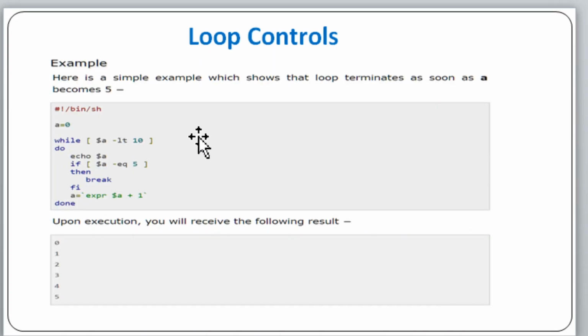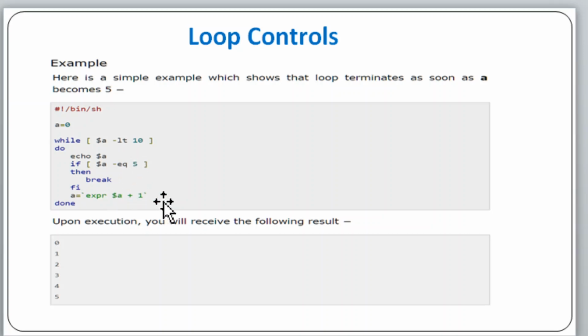So here we have an example of that. We have our hash bang. We have the variable a equal to 0. We have the while loop that says, while variable a is less than 10, do echo variable a. And we have an if-then statement, so if variable a is equal to 5, then we put the break statement in, and we end it. We say a equals expression, variable a plus 1, done.